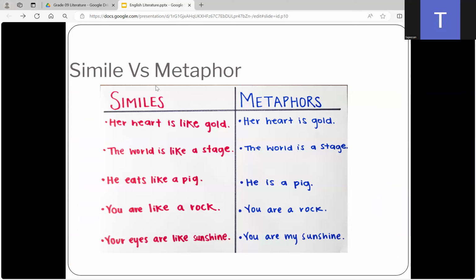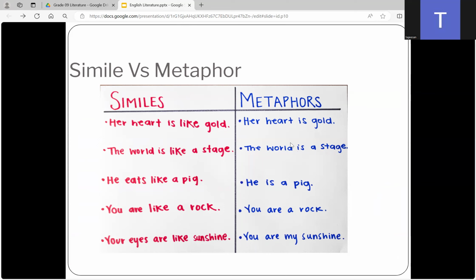Here are some examples to bring some light for your understanding about the use of simile and metaphor. Can you read one example from simile and one example from metaphor? You can. Now you start.